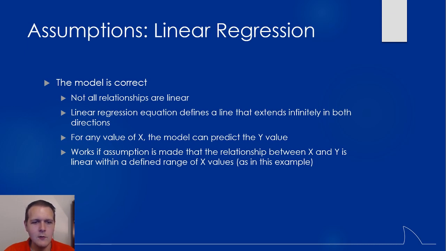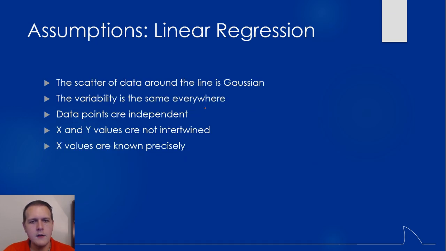It would not really withstand much scrutiny, and it would potentially be making a type 1 error. Another assumption we're making is that the scatter of the data around the line is Gaussian. Again, this is just our assumption that we have randomly selected data. It's normally distributed, and that variability should be the same everywhere. We're also noting that the data points should be independent, such that you're not measuring the same person twice, there are no siblings in the study, anything like that. Also, the X and Y values are not intertwined. So it should not be that because you directly change Y, X necessarily changes. What we're trying to see is, based on the value of X, what is the predicted Y?